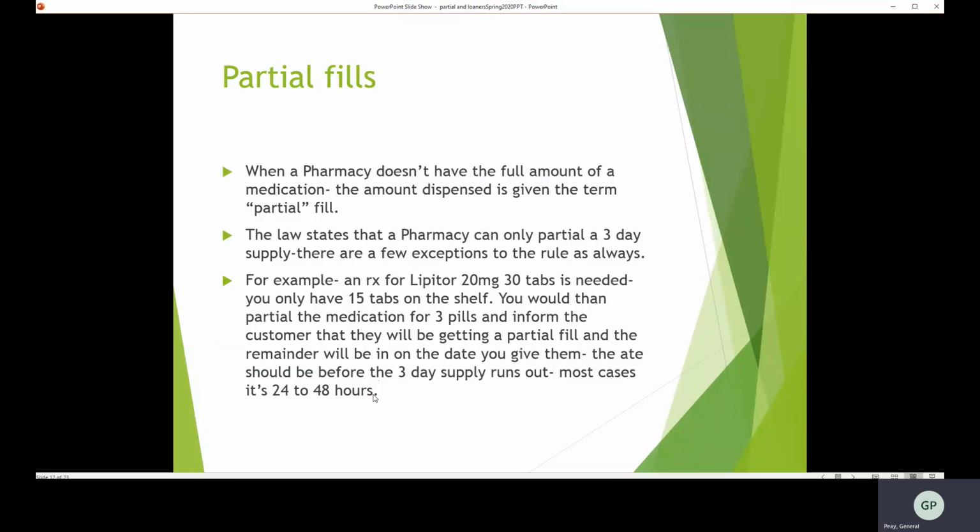So the first thing you want to do is inform the patient that you don't have the full quantity. You want to check and make sure that they are okay with receiving a partial prescription, which is a 3-day supply, and letting them know that you'll order the remaining quantity, which they can pick up on the 3rd day. Now, typically, the best thing to do is if you give them a 3-day supply, you tell them to come back on the 3rd day, because that gives you and the pharmacy extra time to fill the prescription.